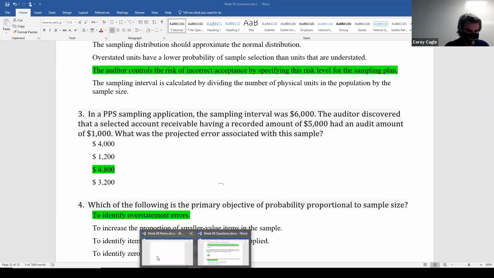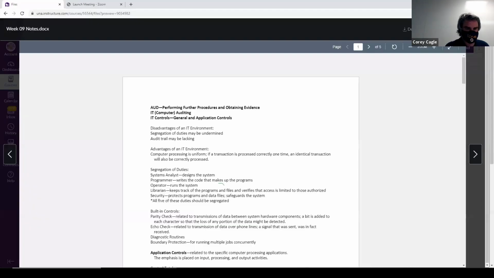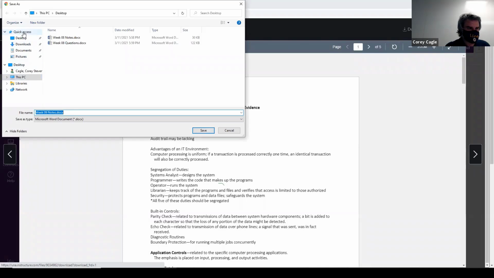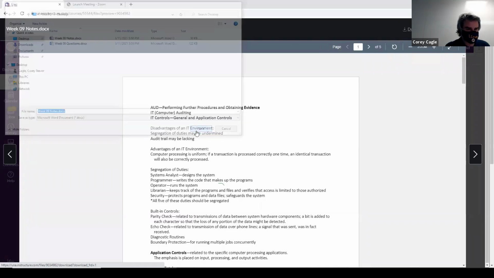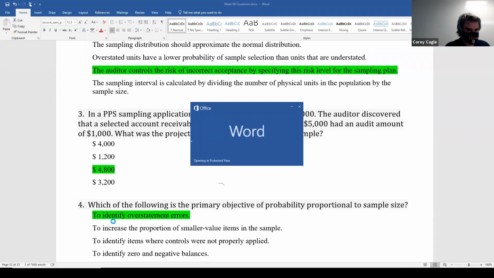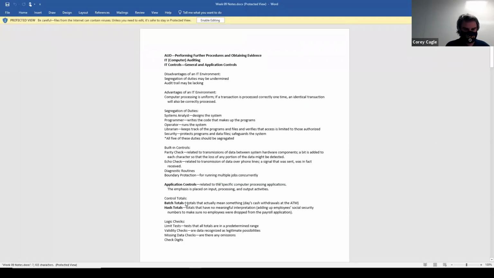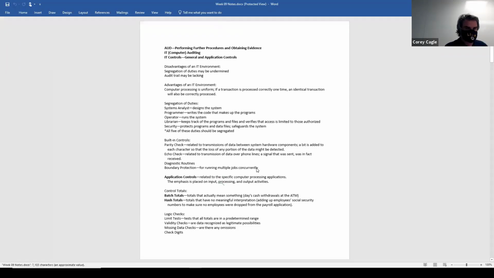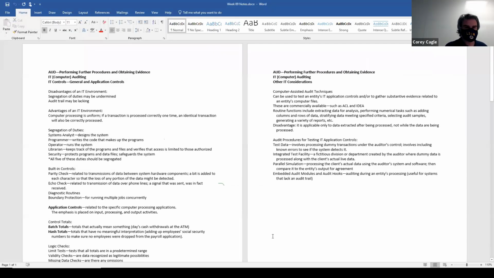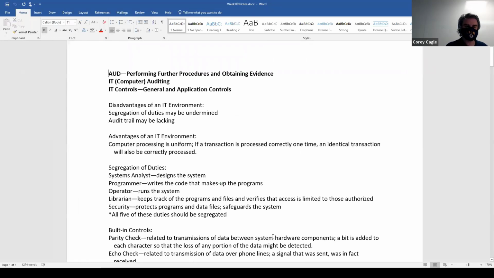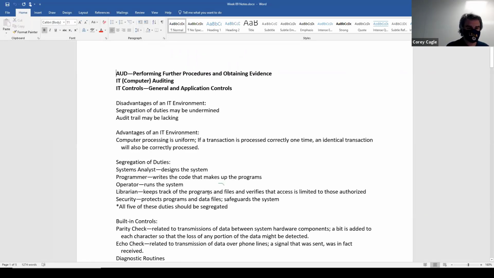All right, week 9 notes. We got all this IT stuff, which we hit way harder in BEC. If you've gone through BEC material, you're good to go on this. This is all covered in way more depth in BEC, so they just hit a little bit of this in audit.